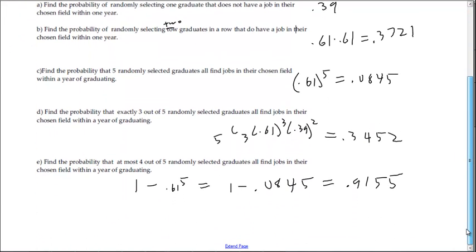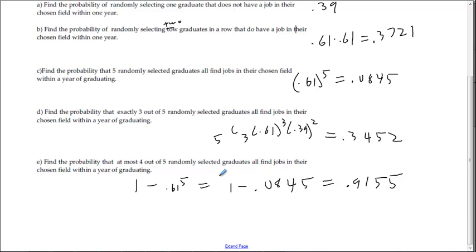On D, we want to find exactly 3 out of 5. That's a binomial. Either they did or did not find one in their field. So we use a binomial probability formula. So that's 5C3, which gives us all the different ways that could happen. And then I want 3 successes, so it's 0.61 to the third, and I want 2 failures, so it's 0.39 squared. So there's about a 35% chance that you'll get exactly 3 out of 5 that have jobs in their field.